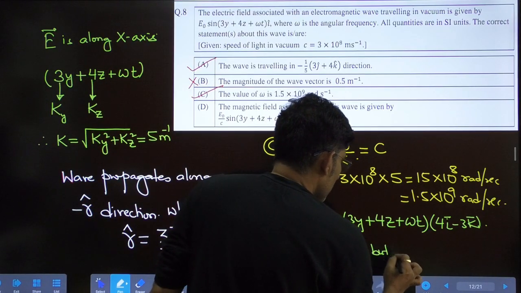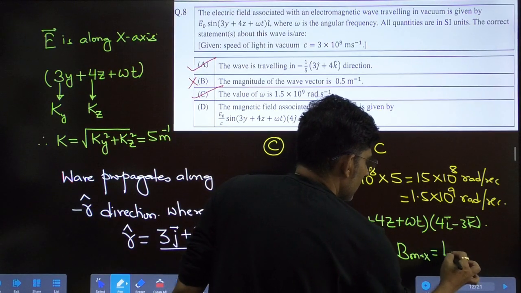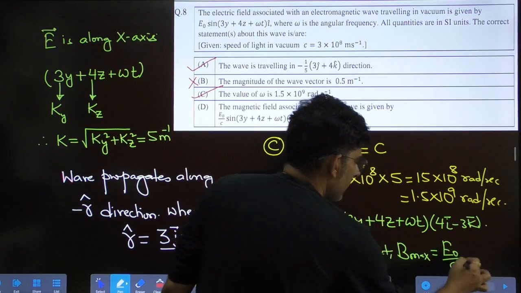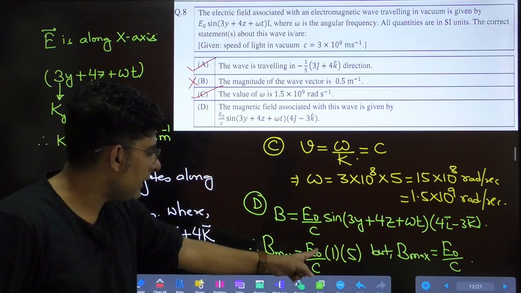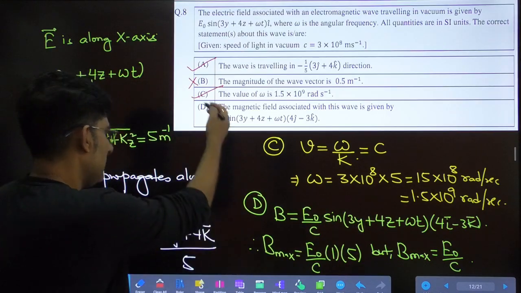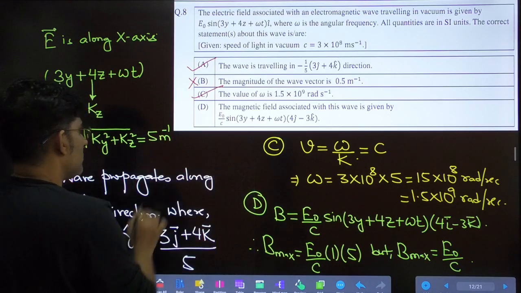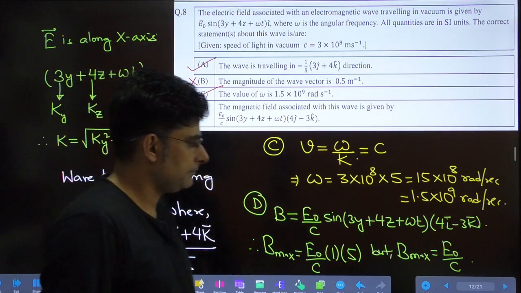But we know B max is actually nothing but E naught by C for an electromagnetic wave propagating in vacuum. So we are getting E naught by C into 5, but actually it is E naught by C. So this is not possible. That means this option is also wrong. I hope this is clear to all of you.